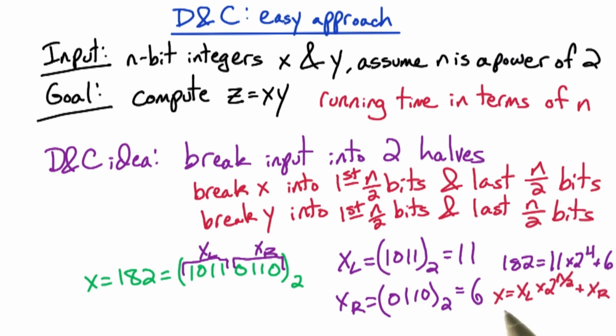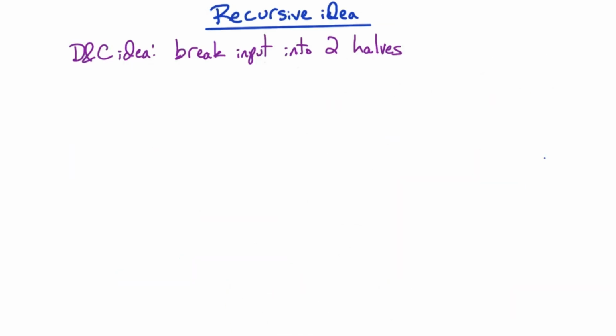And in general, x satisfies, we take this number xl, and we multiply it by 2 to the n over 2. That corresponds to shifting it n over 2 times. And then we add in xr, which means add in these n over 2 bits. Let's follow through on our recursive approach.